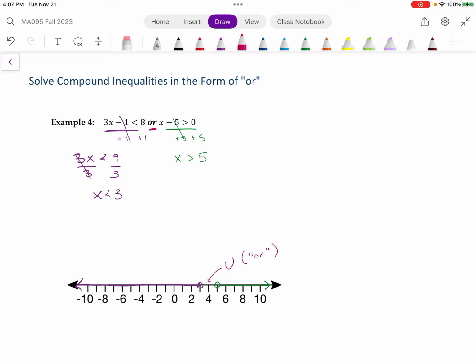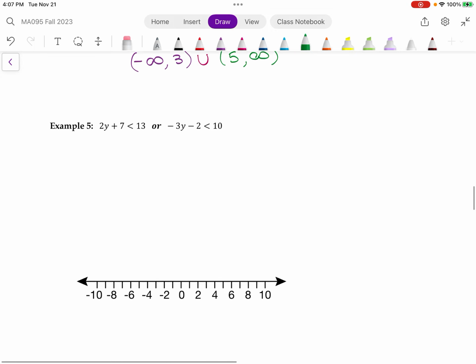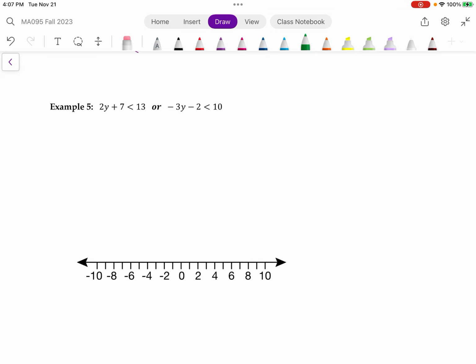So we're going to say -infinity up to 3, pause the video and try it if you want to. And then there will be a union symbol. And then there will be a 5 to infinity. Okay. All right, moving on. Give that one a try. This one is an "or" also.